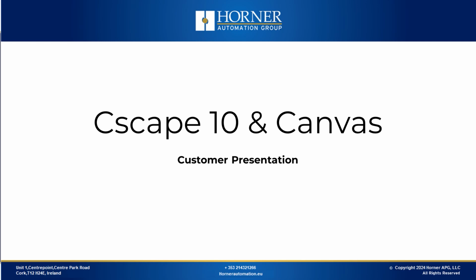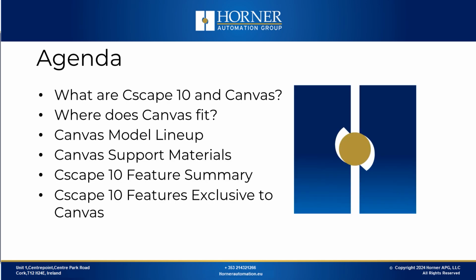Today we will be looking at Cscape 10 and Canvas. Let's look at our agenda for today. We will start by defining what Cscape 10 and Canvas are. Then we will look at where the new Canvas series fits among the various OCS product lines that Horner Automation offers. We will also look at the features of each of the models in the Canvas lineup, as well as the support materials that are currently available. Next, we will discuss Cscape 10 in detail. First, we will look at the features available in Cscape 10, regardless of which Horner OCS product you may be using. Then we will look at the Cscape 10 features that are exclusive to Canvas. We will finish with the Q&A session.